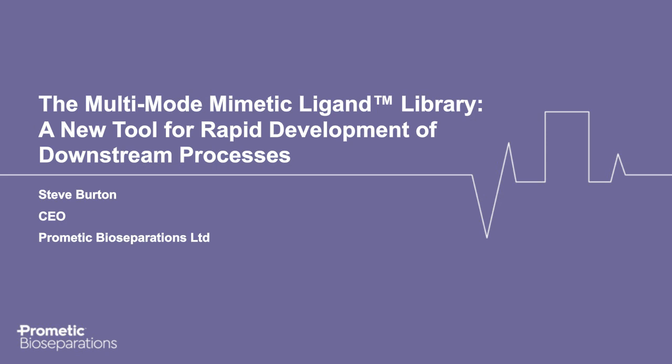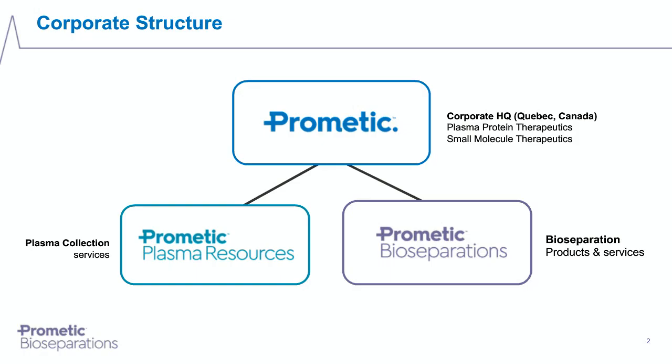So Prometic is a Canadian corporation with its headquarters in Montreal in Canada. And the company has a focus on plasma protein therapeutics and small molecule therapeutics. It also has two operating subsidiaries, which are semi-autonomous, one of which is focused on plasma collection for use in our plasma fractionation programs, and the other is Prometic Bioseparations, which is focused on the development and supply of products and services for use in biomanufacturing.